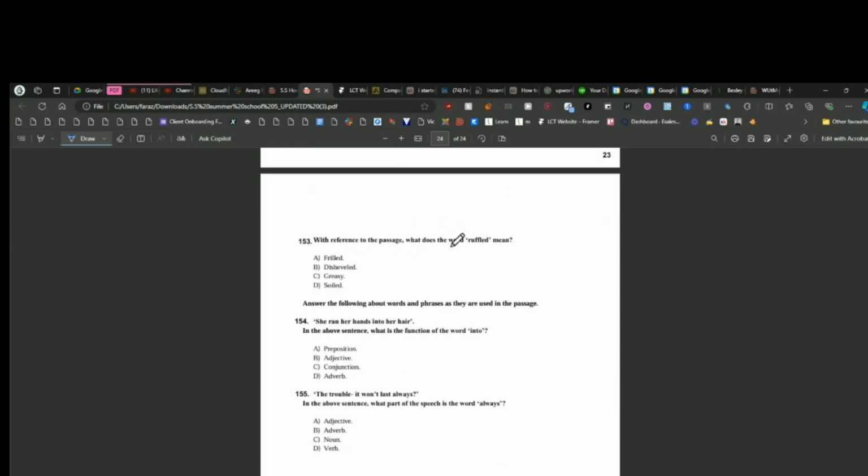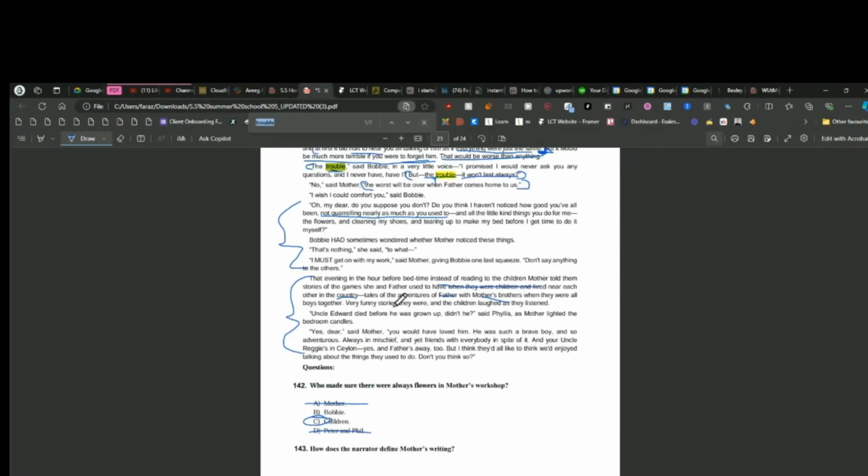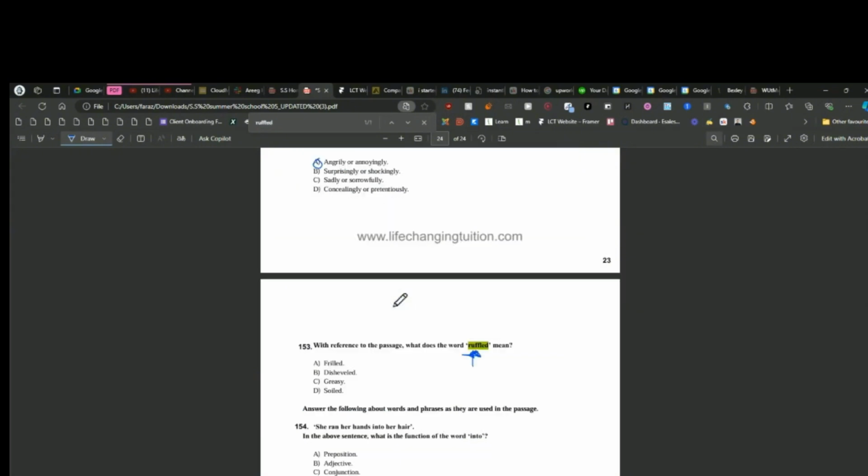153. With reference to the passage, what does the word ruffled mean? So imagine a fox ruffling through the leaves or something like that. But we have to actually, so ruffle, that was a verb. We have to actually look at the context here and figure out how it's being used. So I'm going to go ahead and look for it. I'm going to cheat and actually search it on the document.